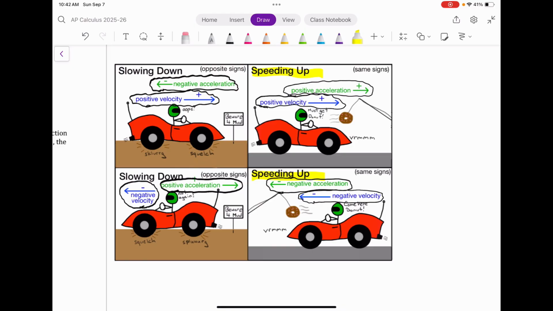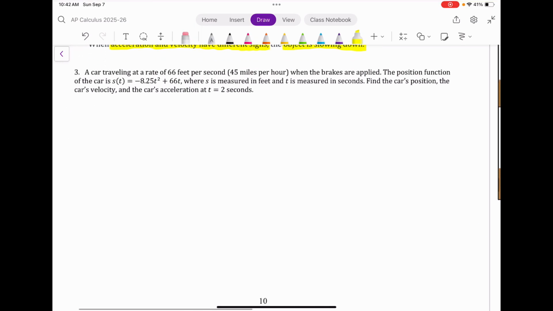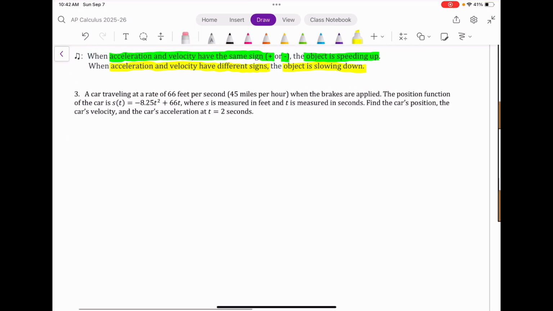And if it's a different sign for both velocity and acceleration, you're slowing down. Okay, so look at number 3. A car traveling at a rate of 66 feet per second. When the brakes are applied, the position function is given by that, where s is measured in feet and t is measured in seconds. Find the car's position, the car's velocity, and the car's acceleration at 2.